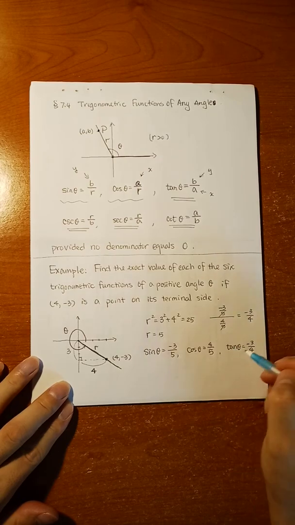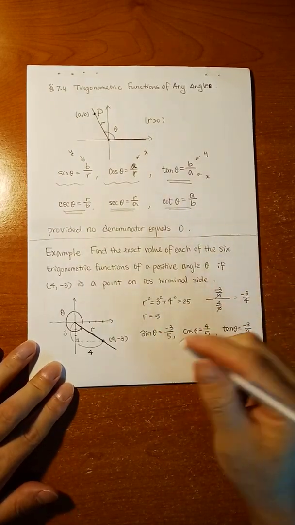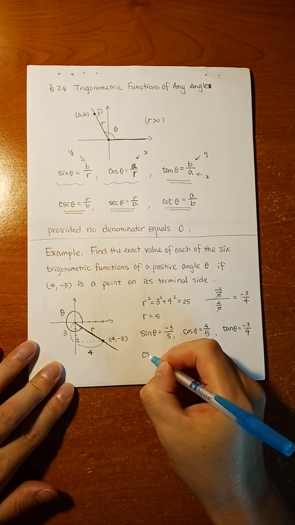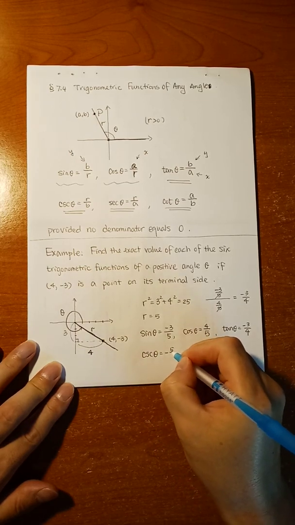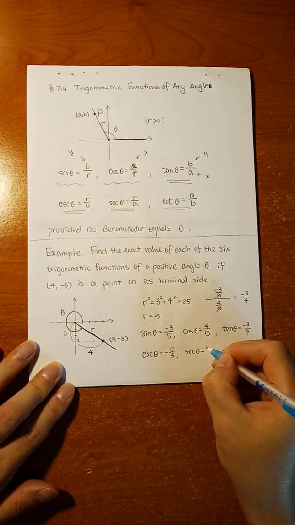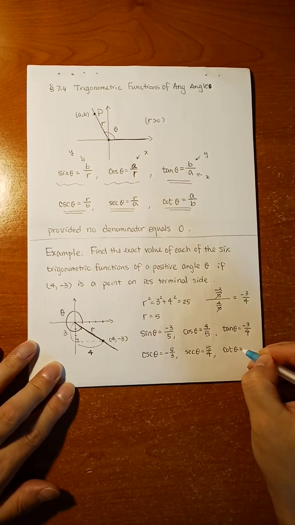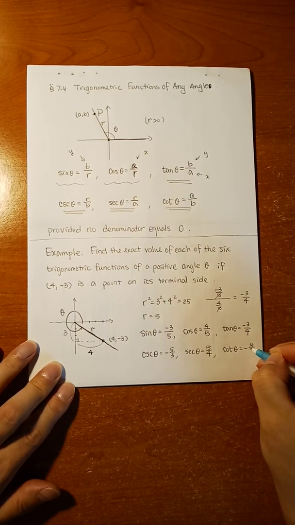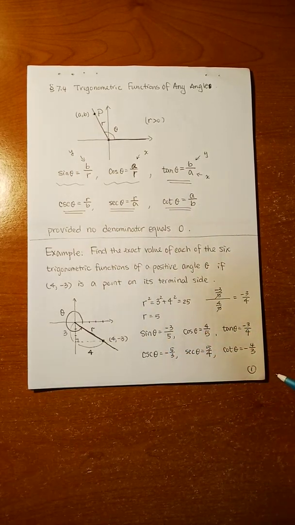Okay, and after you get those 3 trig values, then you flip them, you get the other 3. So sine, the reciprocal is cosecant, is -5 over 3. Cosine, the reciprocal is a secant, is 5 over 4. Tangent, the reciprocal is cotangent, is negative 4/3. And that is the answer.